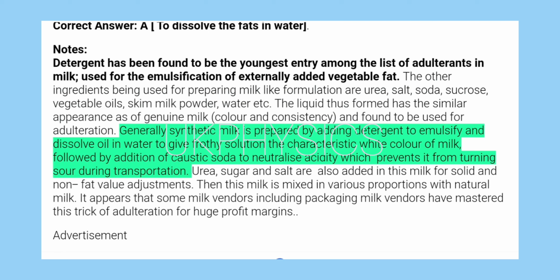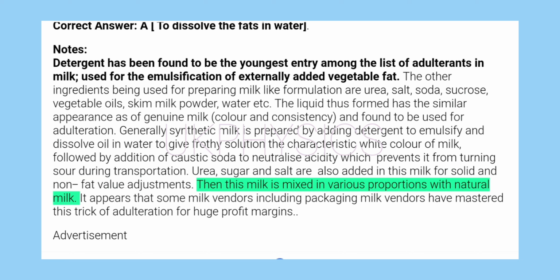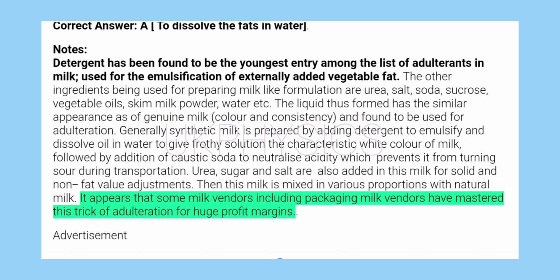Generally, synthetic milk is prepared by adding detergent to emulsify and dissolve oil in water to give a frothy solution the characteristic white color of milk, followed by addition of caustic soda to neutralize acidity, which prevents it from turning sour during transportation. Urea, sugar and salt are also added in this milk for solid and non-fat value adjustments. Then this milk is mixed in various proportions with natural milk. It appears that some milk vendors, including packaging milk vendors, have mastered this trick of adulteration for huge profit margins.